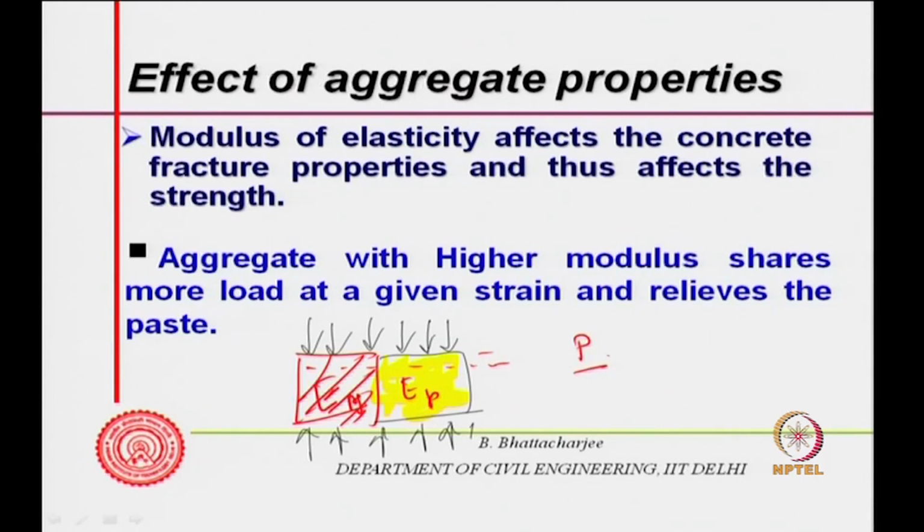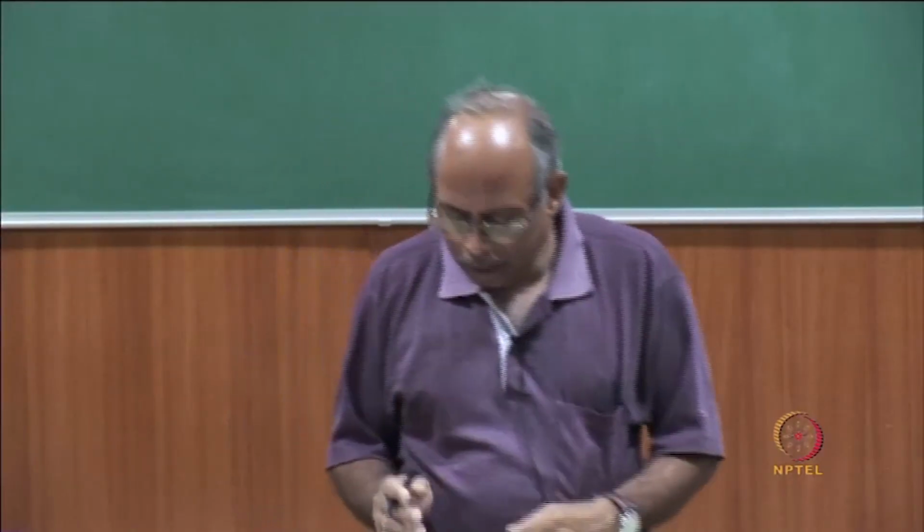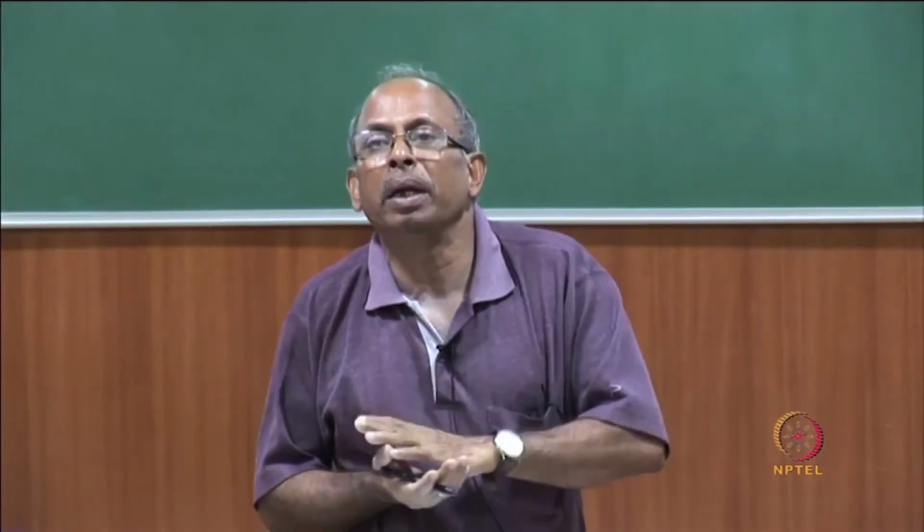The load shared would be P1 plus P2, the total load P, and P1 would be related to the same deformation. Let us say the volumes are the same for the time being, then P1 will simply be the strain, same, into E into A: E aggregate into A into epsilon, plus P2 will be E paste into A into epsilon. Both have the same deformation, so whichever is higher will share more of the load, if the area is the same, just for the understanding of it. So, higher modulus shares more load at a given strain and relieves the paste.